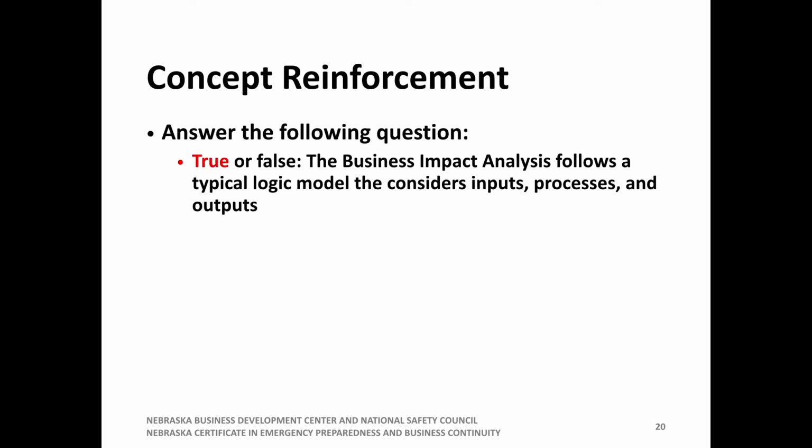The answer is true. The BIA follows a typical logic model of inputs, processes, and outputs. First, you determine what goes into the primary mission essential functions, what needs to happen to produce those primary mission essential functions, and finally, how those primary mission essential functions are delivered. This process will identify critical needs and systems that must be maintained with redundancies or other sustainable strategies to minimize downtime and ensure business continuity.